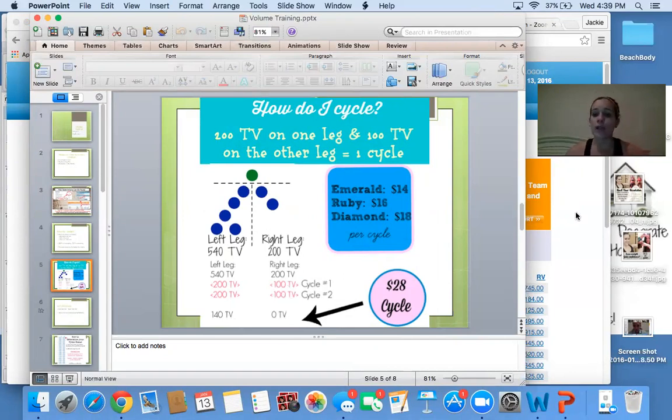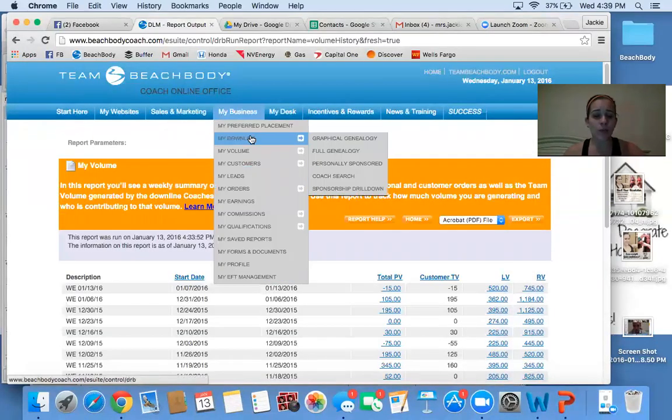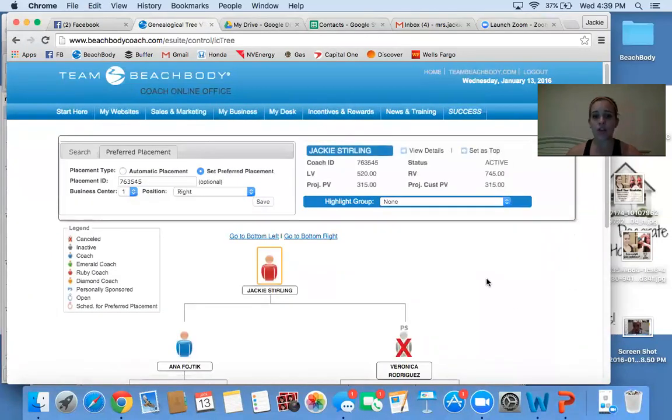Right now, it's pretty easy for me to get an estimate on how much I'm going to cycle, because my volume isn't massive. Some people have massive downlines. Like Nicole was sharing, she was one of Nikki's first coaches, so one of her legs is enormous, and then she's been building her weak leg. So the way that I would do it for now is pretty easy.